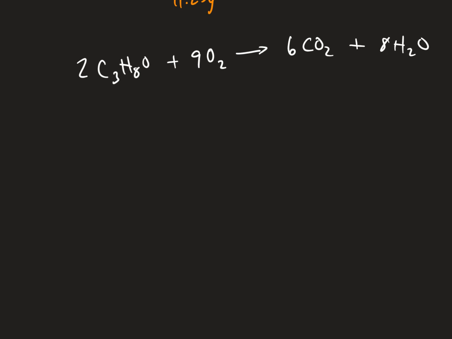All right, so this time we have 2C3H8O, which is rubbing alcohol, isopropyl alcohol, plus 9 O2s gives us 6 CO2s and 8 H2Os. So there's our balanced equation. First step's done, right? And let's say that we have 30 grams of isopropyl alcohol and 30 grams of oxygen gas. And we want to know how many grams of carbon dioxide we form.